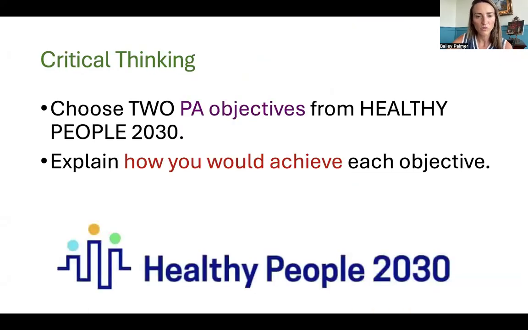And normally I would have y'all in class choose some objectives and talk about how you would achieve this. But this is just some critical thinking that I want you to think about: how would you actually achieve these if I had you pick these objectives? Like what would you do to make this happen in your community? Which is a really cool thing to think about.